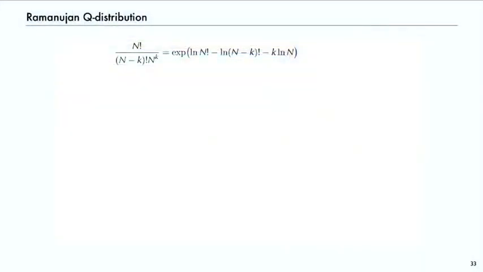n factorial over (n minus k) factorial times n to the k is e to the log of n factorial minus log of (n minus k) factorial minus log of n to the k, which is k log n. So that's the first step. Now, how are we going to expand each one of those?